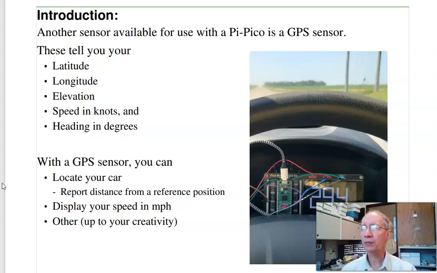So starting out, GPS is yet another sensor available with the Raspberry Pi Pico. What the GPS sensor will tell you is your latitude, longitude, elevation, speed in knots, and heading in degrees. So with that, you can locate your car or report the distance you are from a previous reference position. You can display your speed in miles an hour, and you can do other stuff. It's kind of up to your creativity of what you do with the GPS sensor.